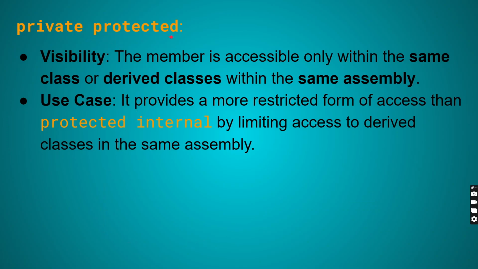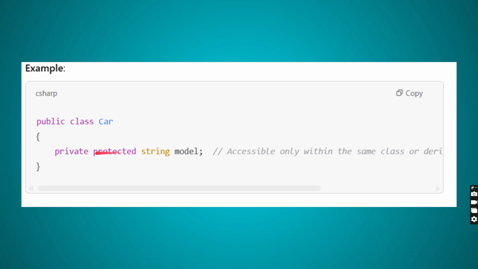And the private protected visibility. The member is accessible only within the same class or derived classes within the same assembly. Use case: it provides a more restricted form of access than protected internal by limiting access to derived classes in the same assembly. Now we will see that in an example. See, here we have the keywords private protected, accessible only within the same class or derived classes, with restrictions.